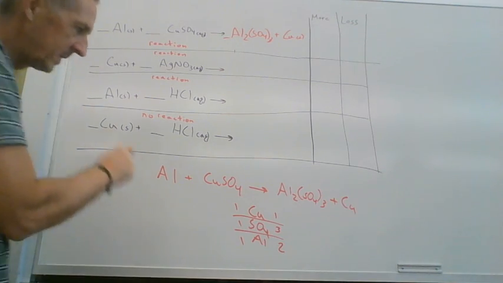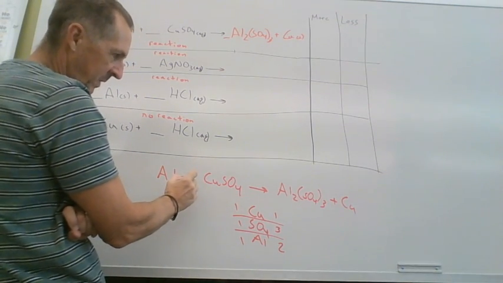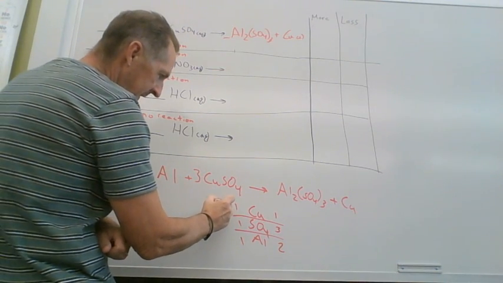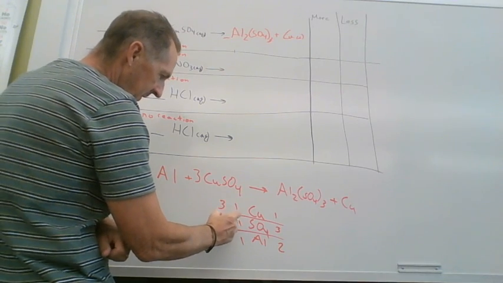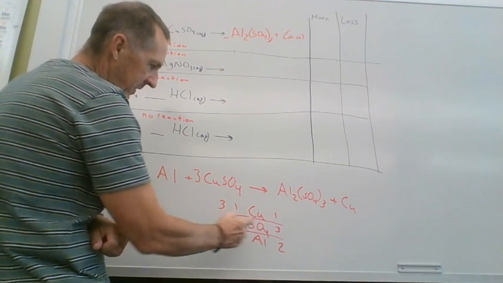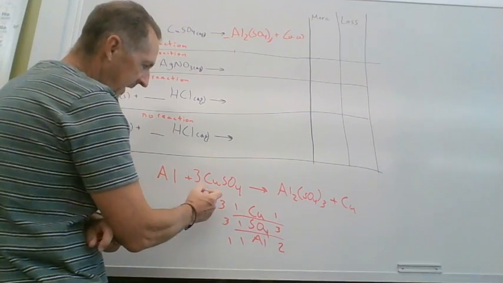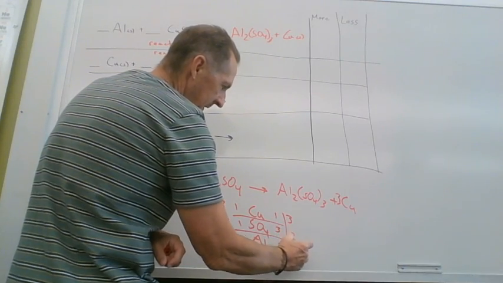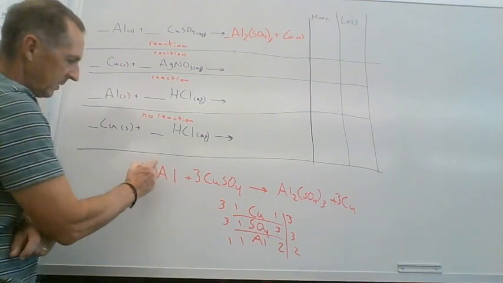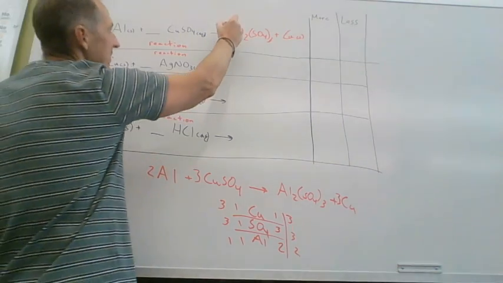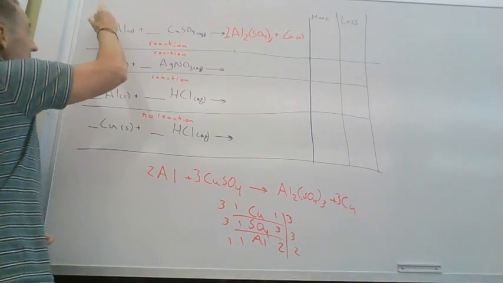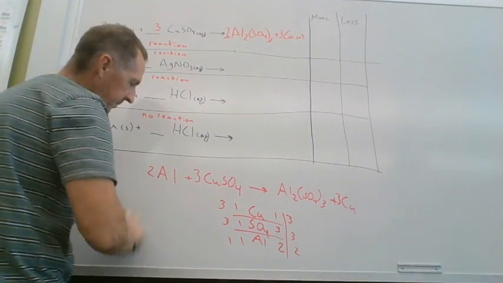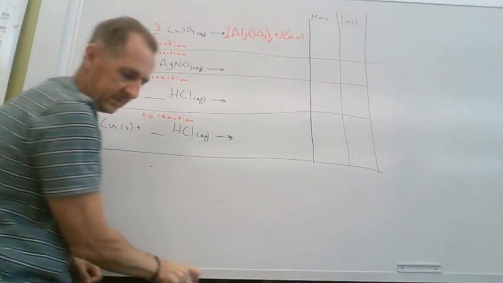So it looks like we could quickly put a 3 here, and then we would end up with 3 copper, 3 sulfate, and 1 aluminum. So we have this part balanced. We have 3 copper here now, so we need 3 copper over there. 3, 3, and 2. We have 2 aluminum there, we need 2 there. So that would be our balanced equation. So we would need a 2 here, a 2 here, a 3 here, and a 3 here. So that's how we would do the first part of this.